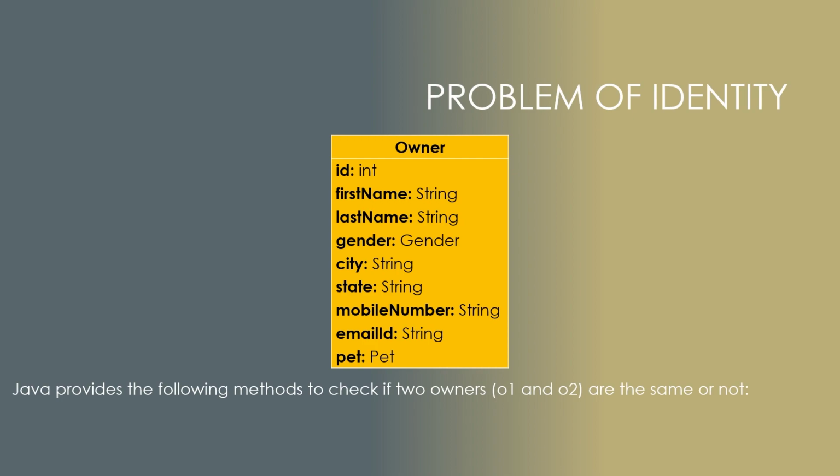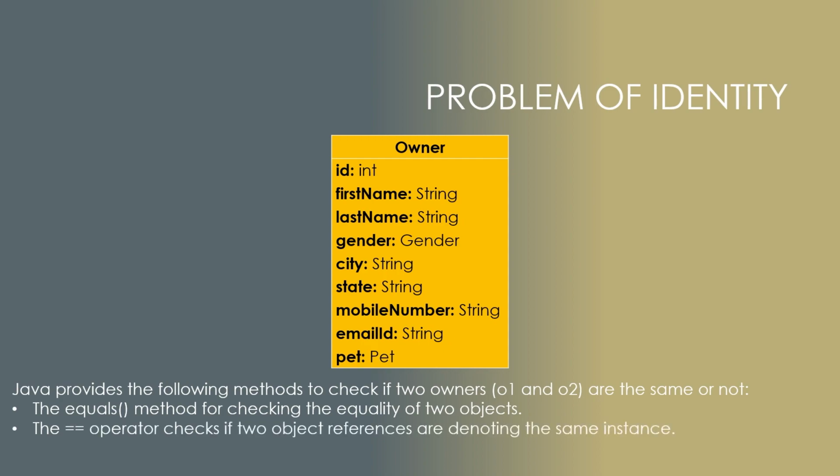In Java we have basically two different ways. One option is that we can make use of the equals method. What the equals method will do is check their contents. Obviously we need to override the equals method, only then it will check. So maybe in the overridden method we can say that if two owners have the same gender, same email ID, same mobile number, same name, then they will be considered the same owner. Yes, it may happen that later on the city or state got updated, but other things will remain the same. Or the other way is that you can make use of the double equals operator.